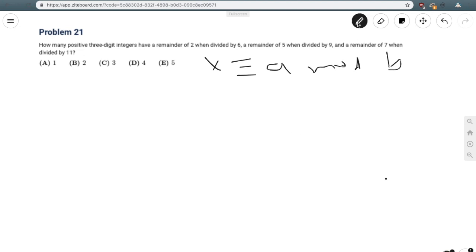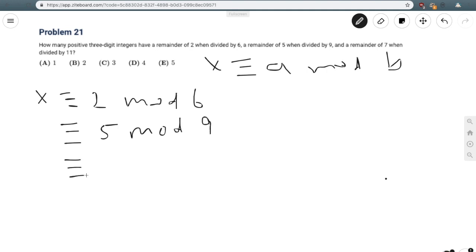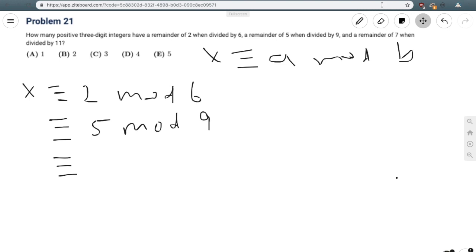Now to get started, let's call our number x. We see that x is congruent to 2 mod 6. It is congruent to 5 mod 9. And it is congruent to 7 mod 11.